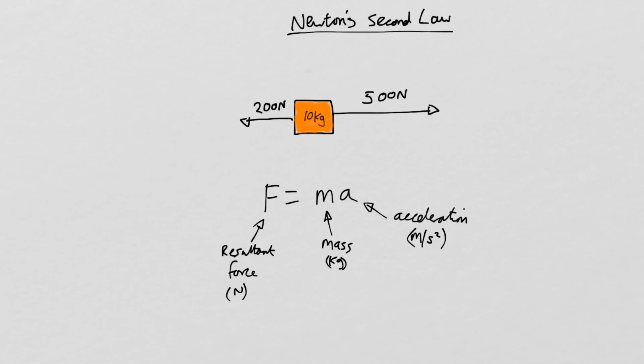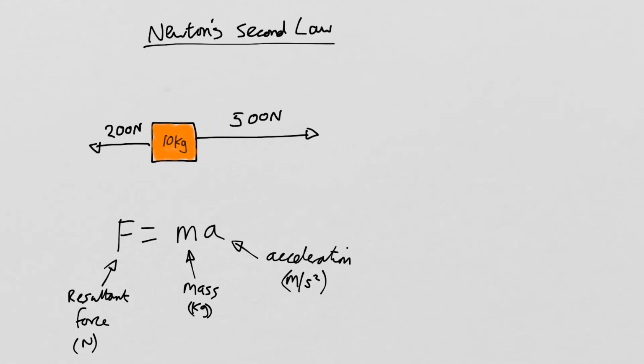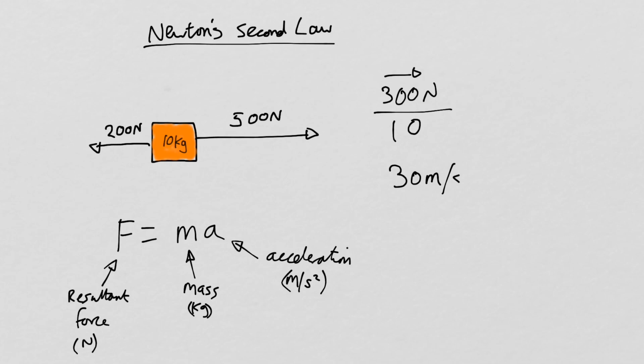Right, so the block above, the orange block, what's the resultant force on the orange block? Well, we know how to calculate resultant force. Resultant force is just the forward force minus the backward force. So 500 subtract 200 is going to give us a resultant force to the right of 300 newtons. If we take that 300 newtons and divide it by the mass of the block, which is 10, it's going to accelerate to the right. 300 divided by 10 is 30 meters per second squared of acceleration, and it's going to act to the right, so it's going to accelerate to the right at 30 meters per second squared.